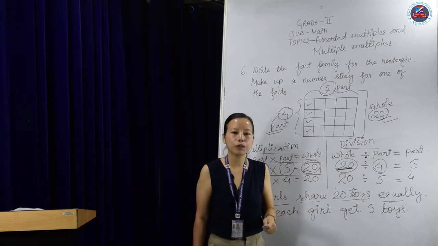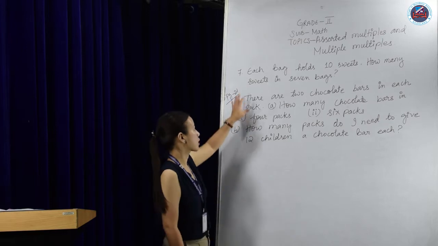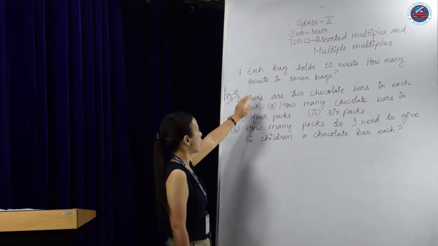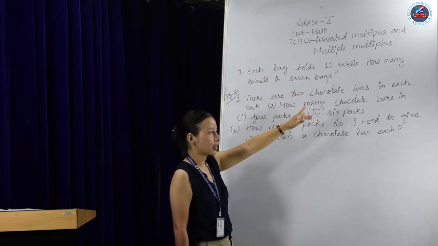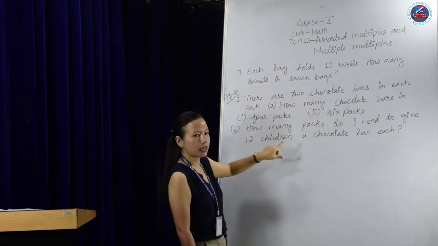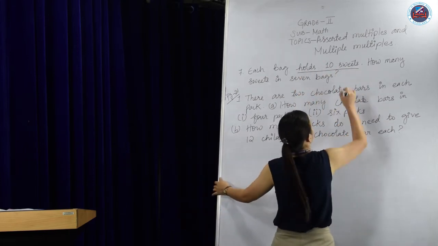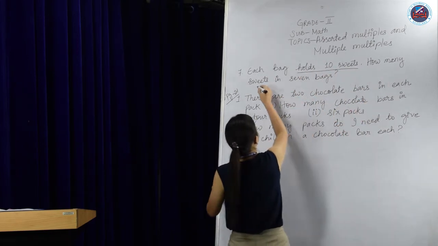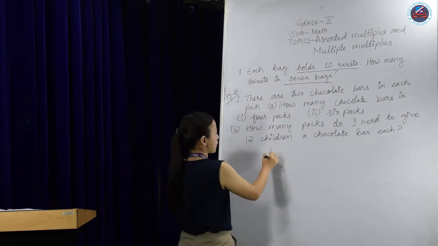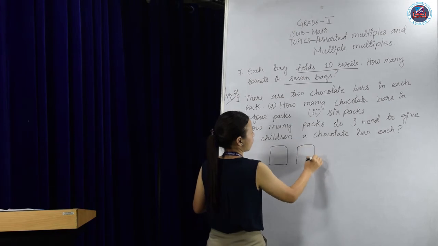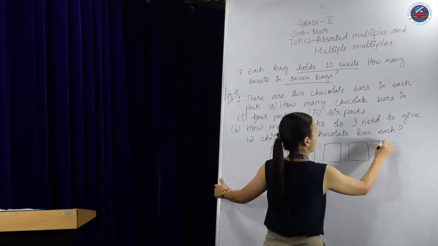Now we will go on with the next questions, that is question number 7. Here it says, each bag holds 10 sweets. That means in each bag, in one bag, there are 10 sweets. And then it says to find how many sweets in 7 bags. That means we have 7 bags. So I'm going to draw 7.